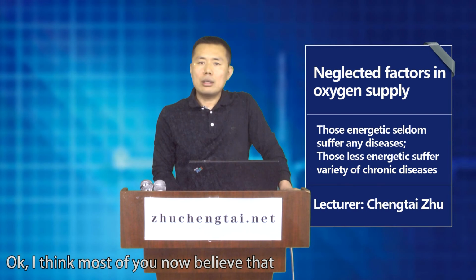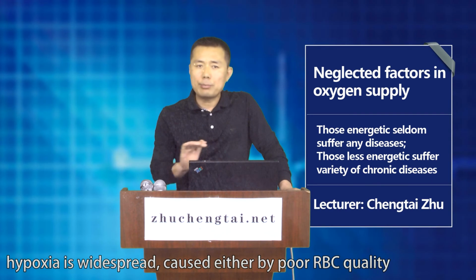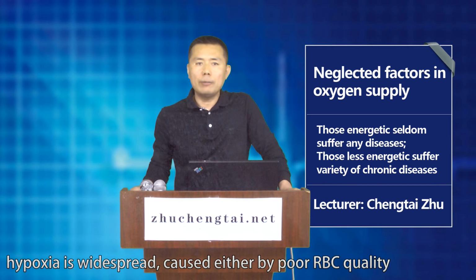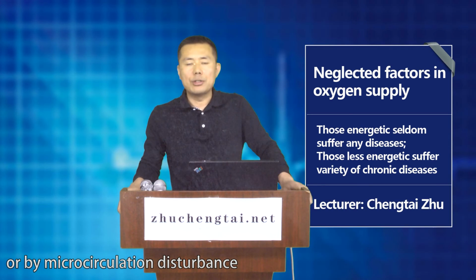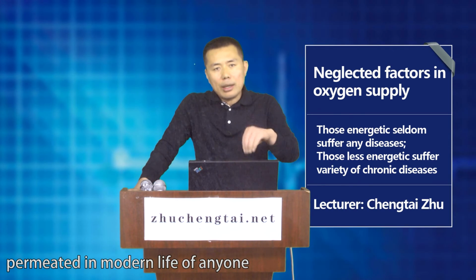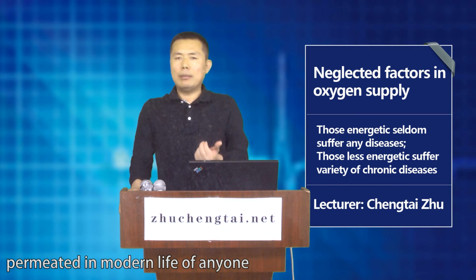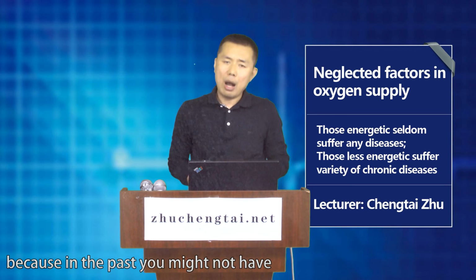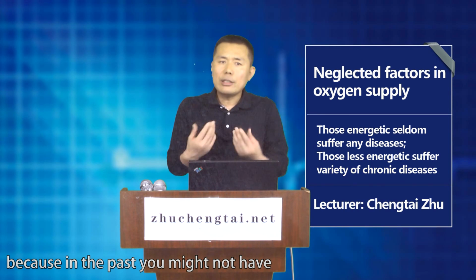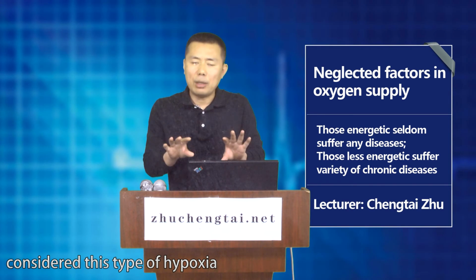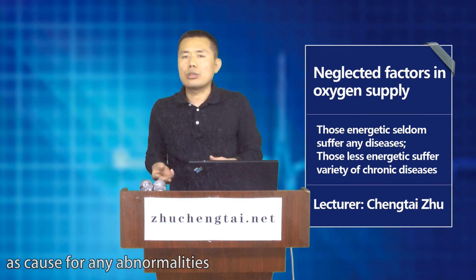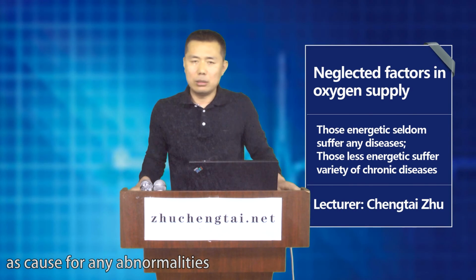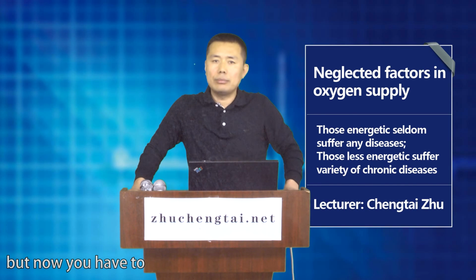Okay, I think most of you now believe that hypoxia is widespread, caused either by poor RBC quality or by microcirculation disturbance, permeated in modern life of anyone. This conclusion is very important because in the past, you might not have considered this type of hypoxia as a cause for any abnormalities, but now you have to.